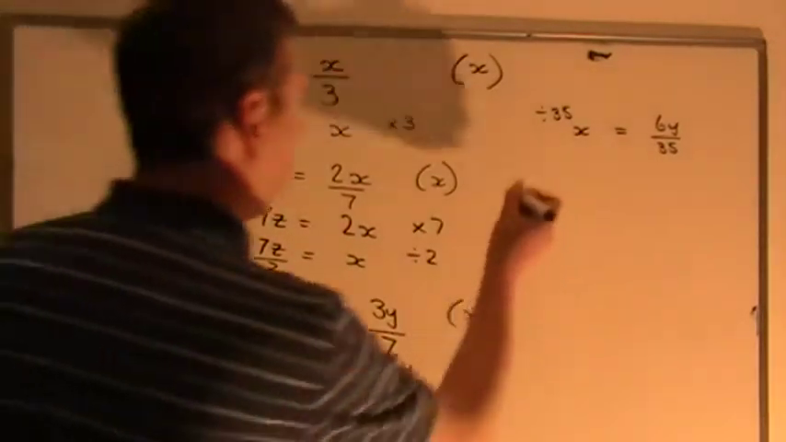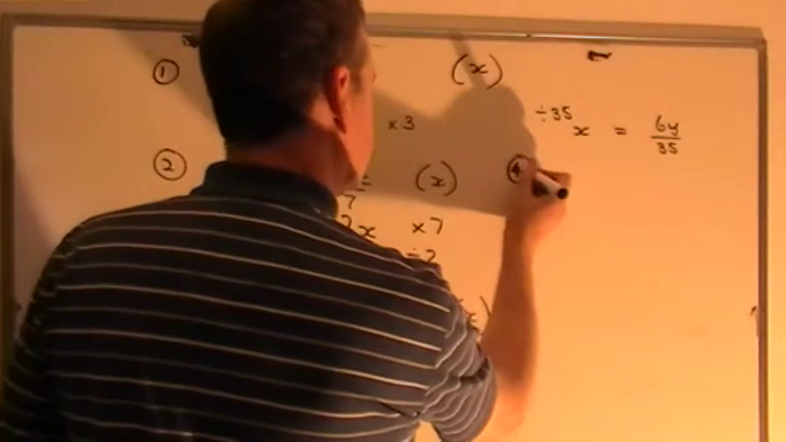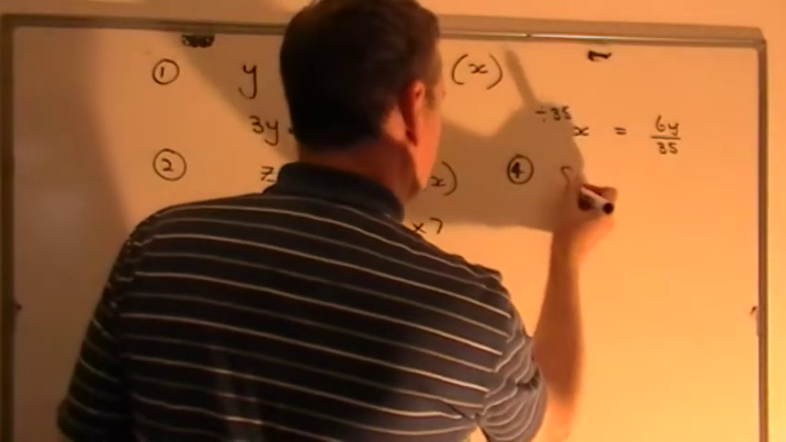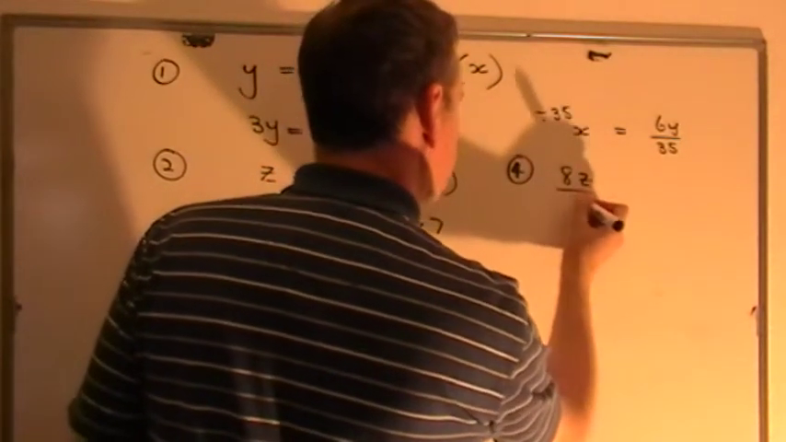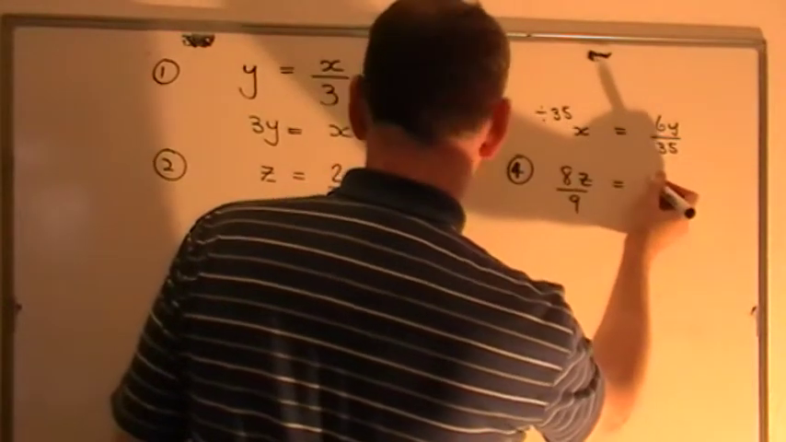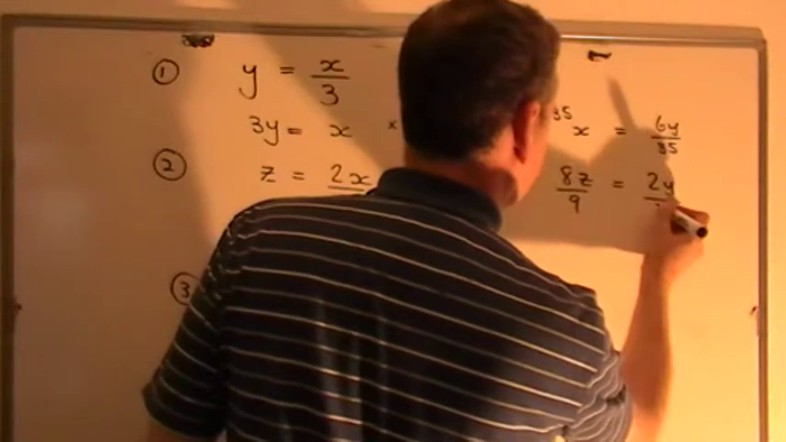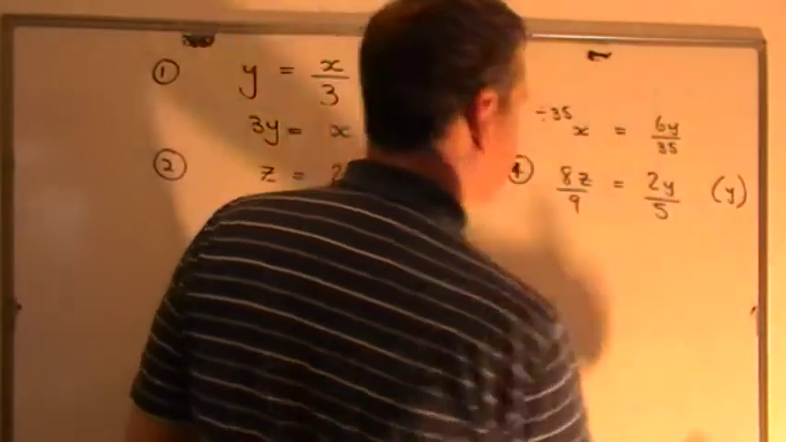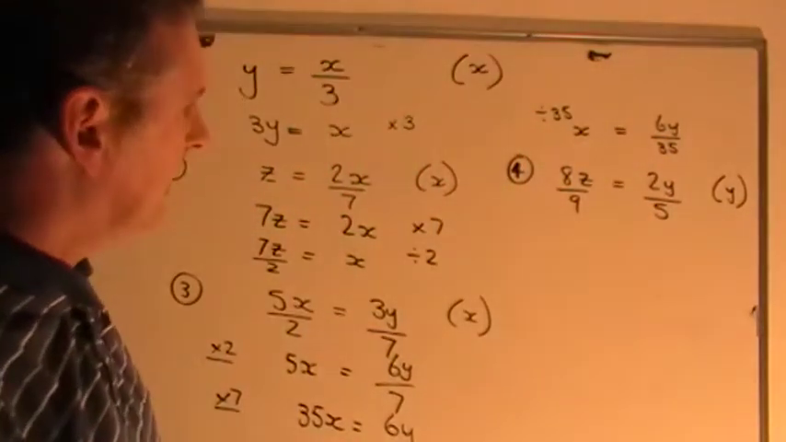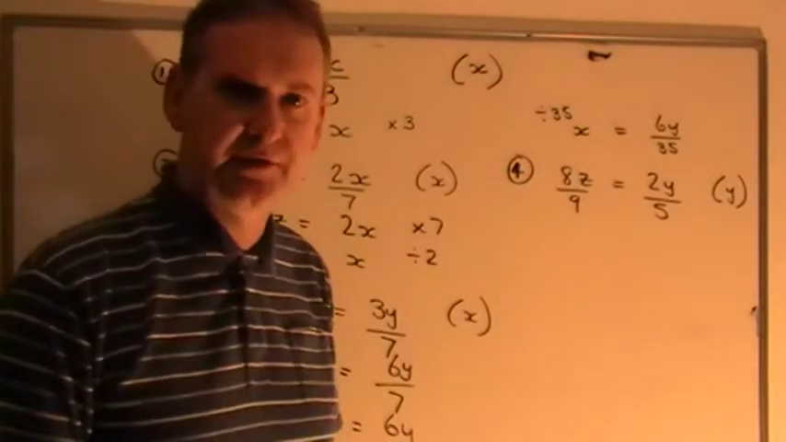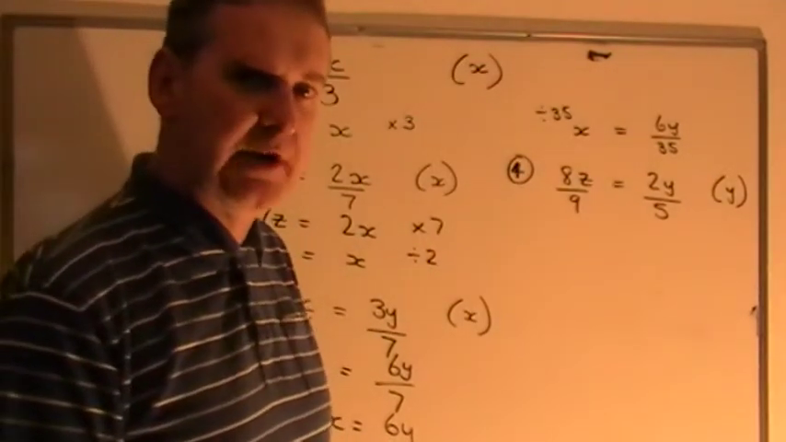Okay, how about number 4? Let's do something like this. How about 8z over 9 is equal to 2y over 5, and I want to get y on its own. Okay, this normally causes people all sorts of problems. Don't let it put you off.